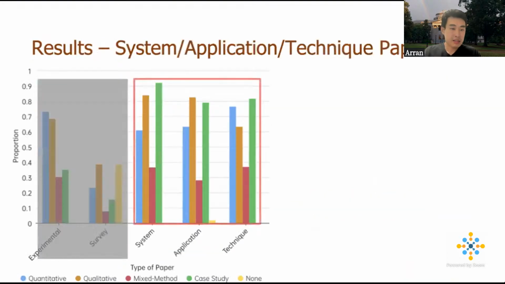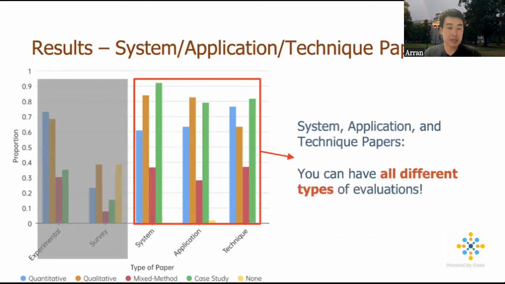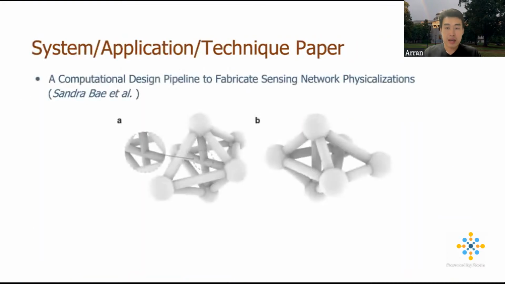And lastly, we found some similarity between system, application, and technique papers. While you can see many high bars with different colors here, this indicates these papers can have all different types of evaluations at a very high number. This is also reasonable because naturally we assume those types of papers need to be evaluated. And let's look at Sandra's paper on physicalization from last year's VIS as another example. Again, thank you, Sandra, for allowing me to use your paper many times. We categorize it as a system paper, but why not a technique paper?